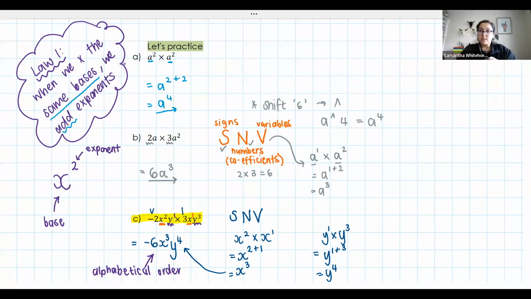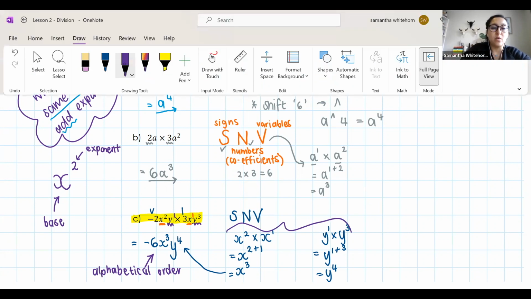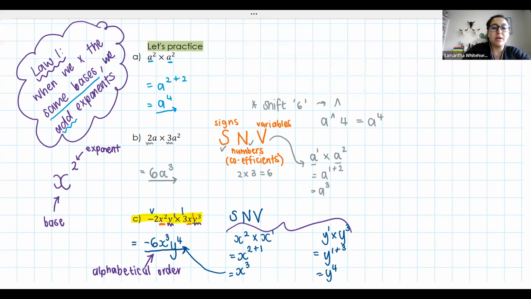But because those bases were different, I had an x and a y, I needed to keep them separate. So I can't add exponents unless my bases are the same. If I've got two different bases, I deal with them separately like I did the x and the y. Alrighty, very nicely done. I saw a lot of negative 6x cubed y to the power 4s coming through. So very well done, grade 8s.